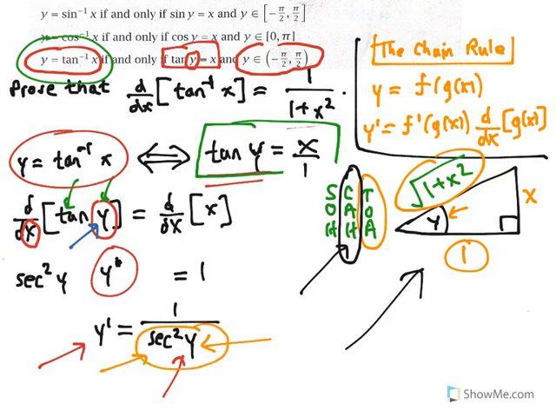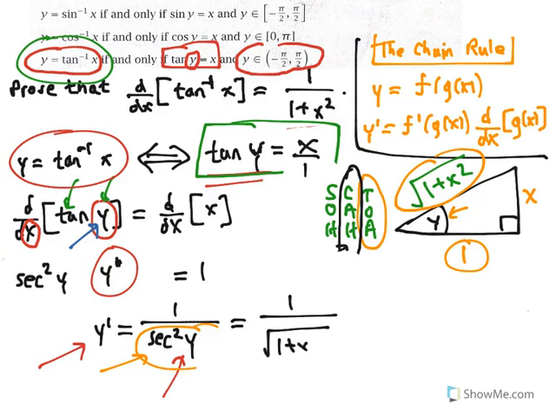but of course what we have in the denominator here is not secant of y, but the square of secant of y. So that would give us 1 over, and secant of y is the square root of 1 plus x squared, but now we have to square it because we have secant squared y, and that gives us y prime is equal to 1 over 1 plus x squared.